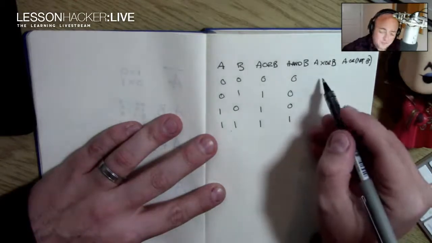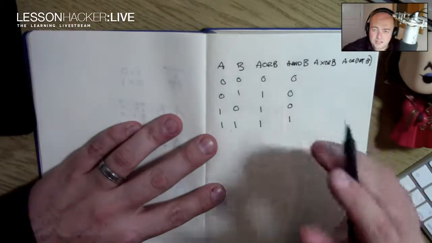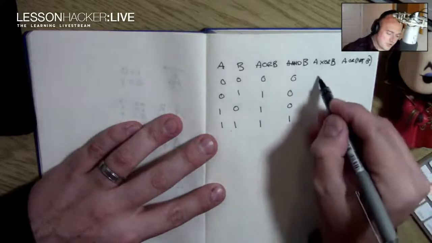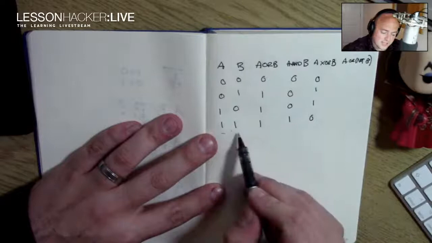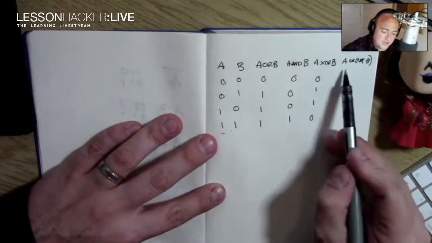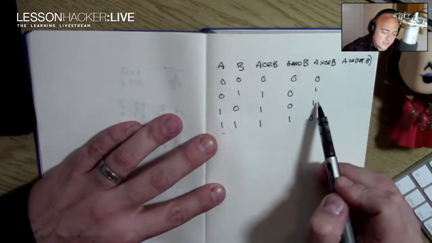A XOR B, we're talking about the exclusive OR. So no, yes, yes, no. Remember the difference between the OR and the exclusive OR is just that last state there. And this one, A or not B. So in this case, it's a very different one.